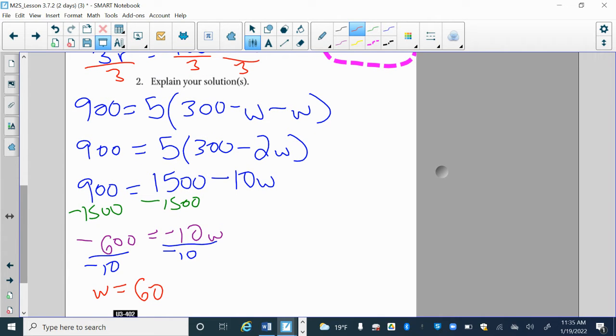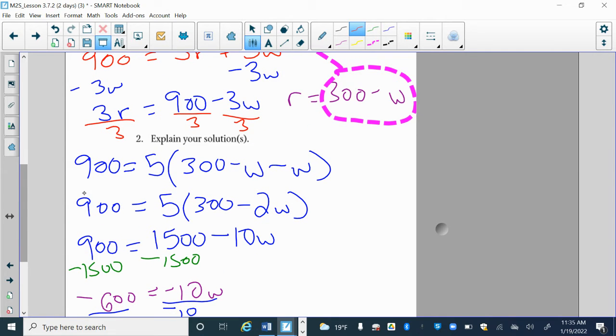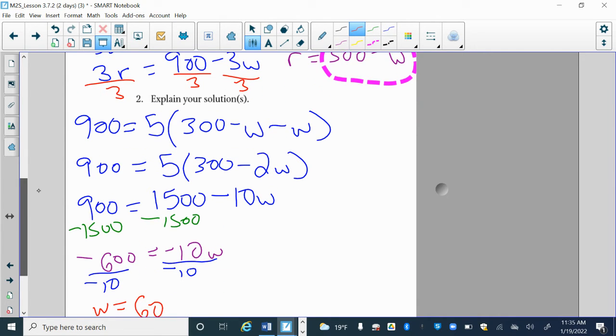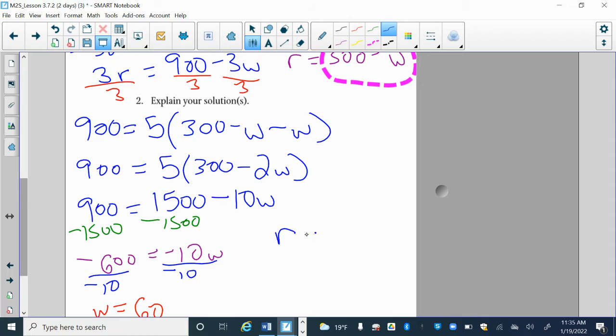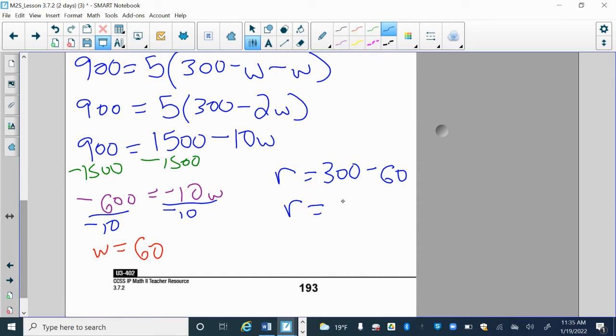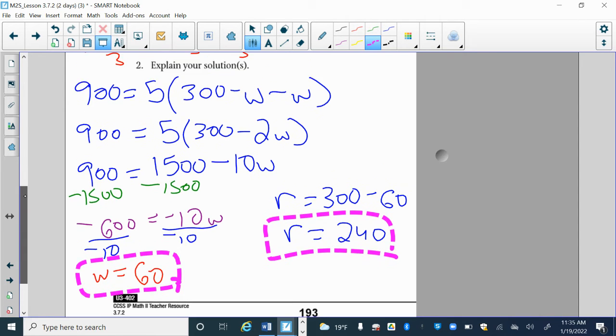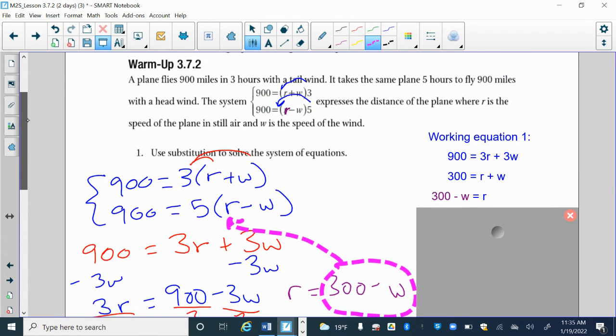Coming back to earlier, then we can substitute in our value for w to see what we get for r. So r is going to equal 300 minus 60. R is 240. So those are our answers. We went back to what the question was asking.